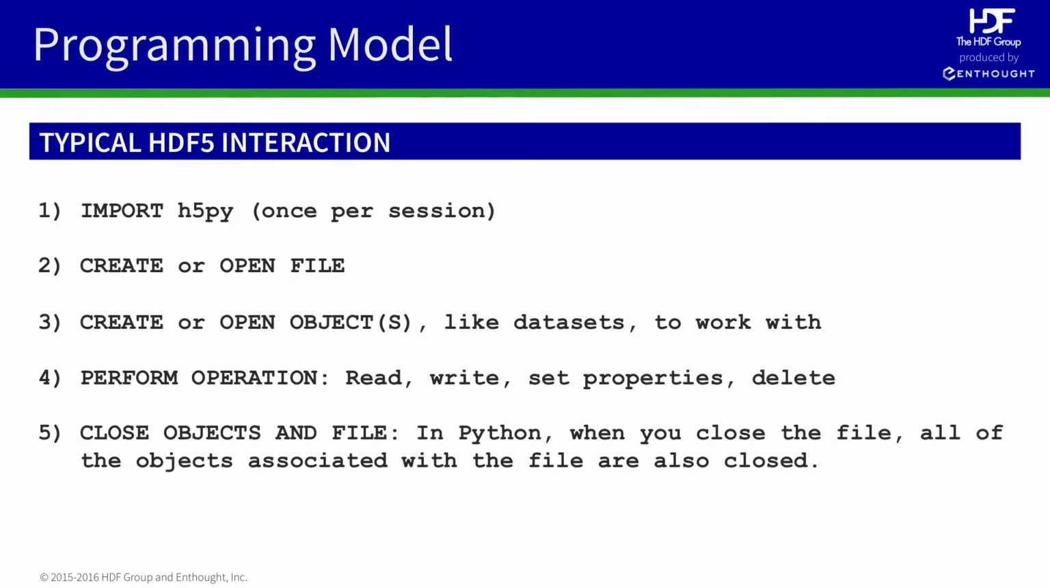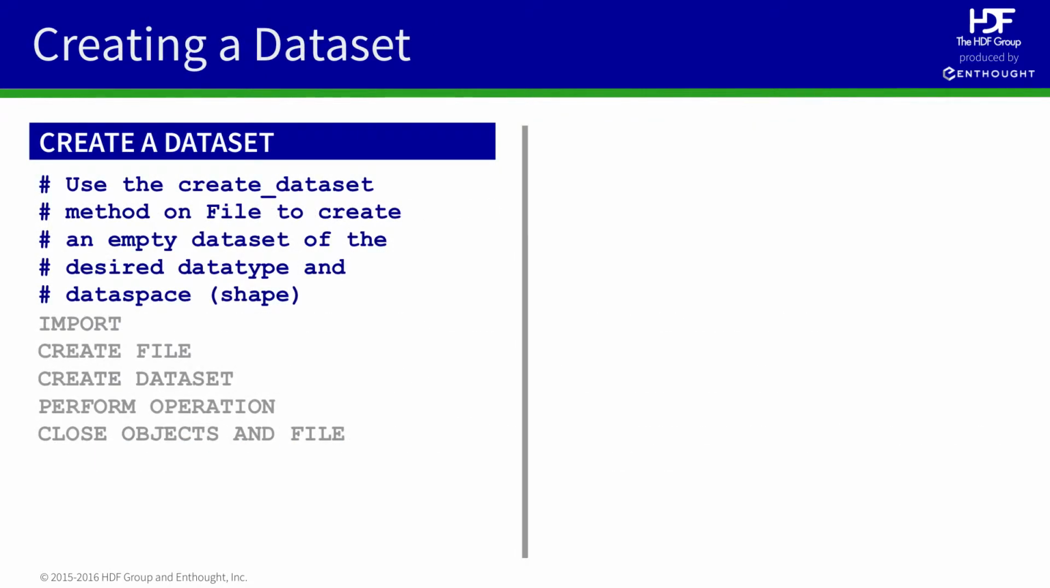Let's talk about the programming model behind HDF5. It's very straightforward. First, we import h5py, which gives us access to the HDF5 library. Then, we create or open a file. Once the file is open, we can create or open objects within the file, like datasets that we use to store information. We perform whatever operations we want, meaning reading data, writing data, setting attributes, deleting objects. And finally, just like a regular Python file, our file must be closed. Let's walk through an example.